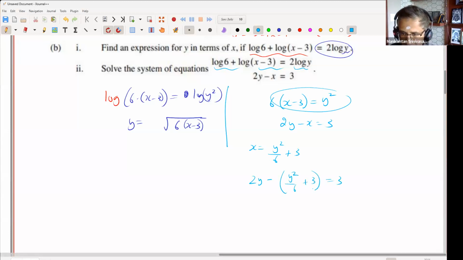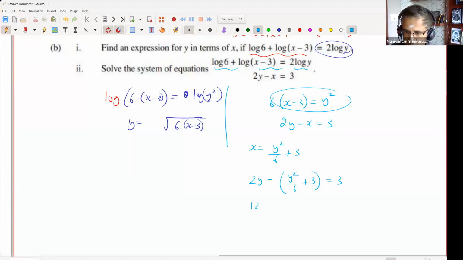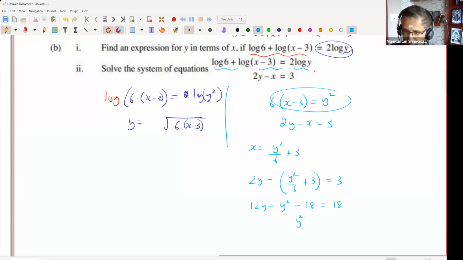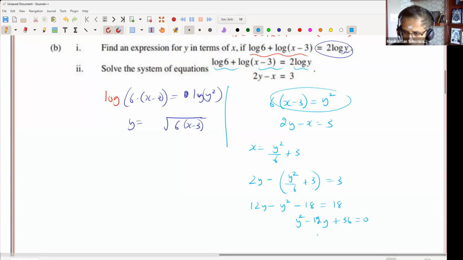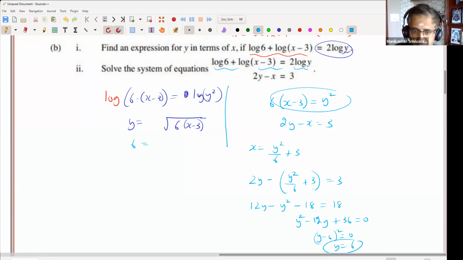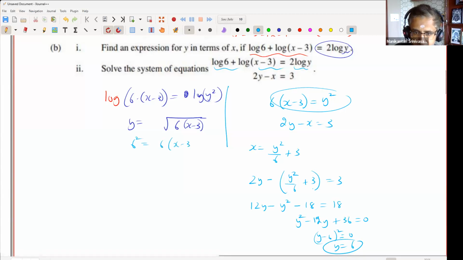Okay, so let's simplify this. Let's multiply throughout by 6. That's easy. So 12y minus y square minus 18 equal to 18. So y square minus 12y plus 36 equal to 0. This is y minus 6 whole square equals 0. Therefore, y is only 6. If y is 6, then 6 equal to 6 into x minus 3. Therefore, x becomes 9.